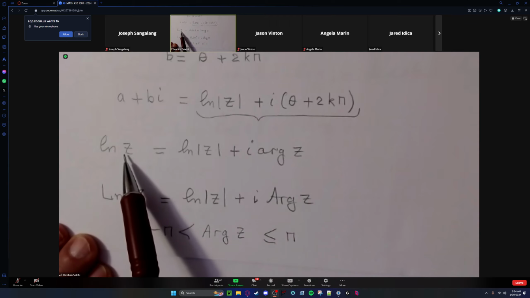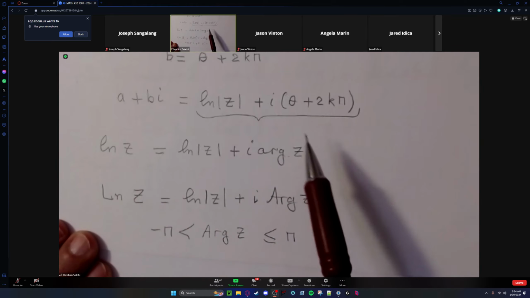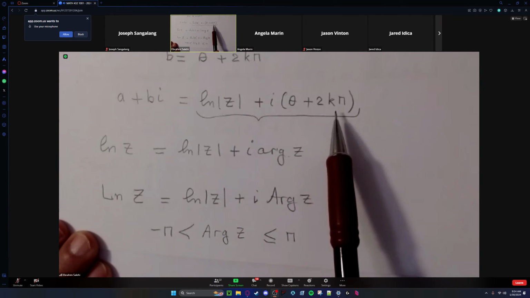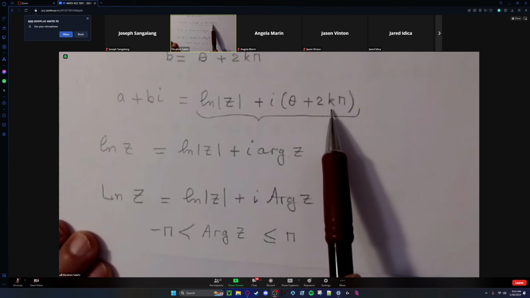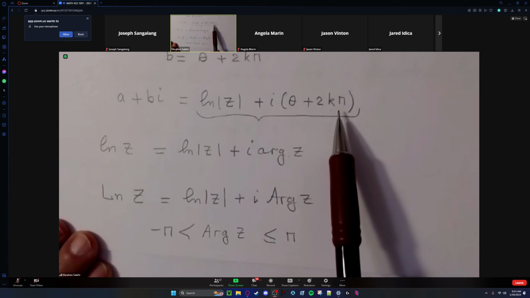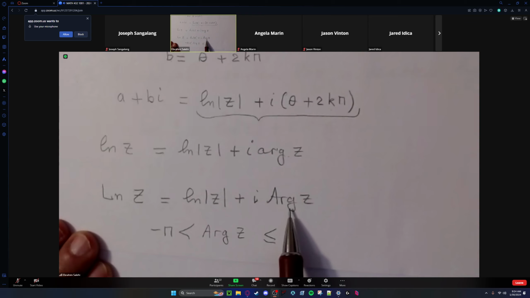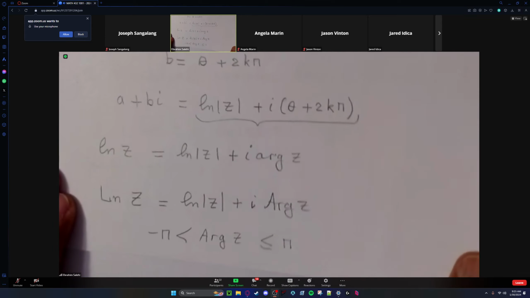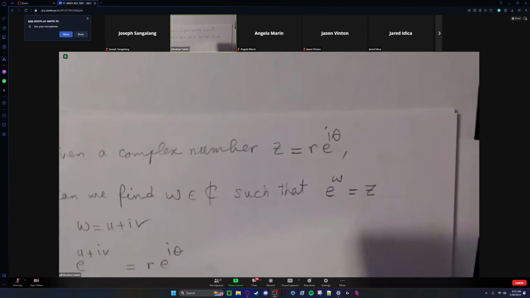So log of z has a lot of answers depending on this k. For when we choose the principal argument, then it will be a single valued function, all right, single valued function. All right, so that is the definition of logarithm in complex analysis. Let me give you an example here.